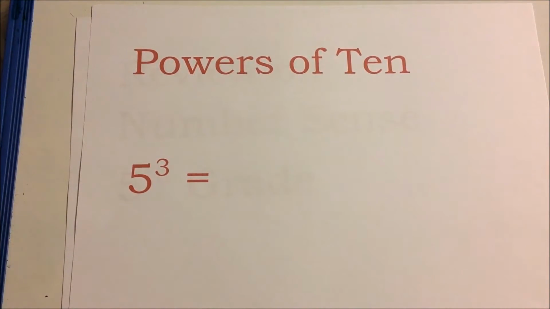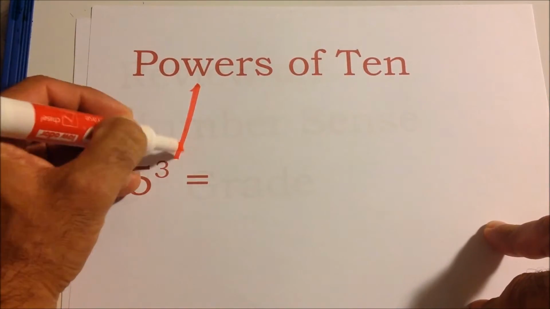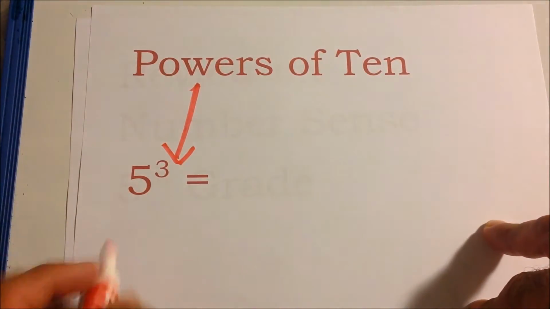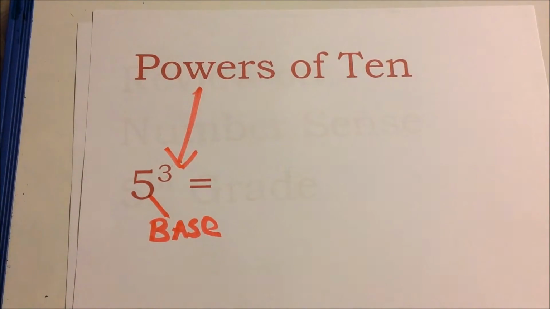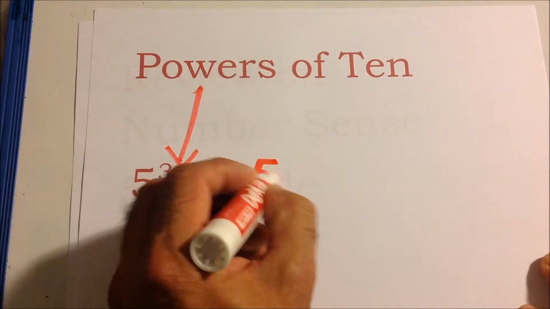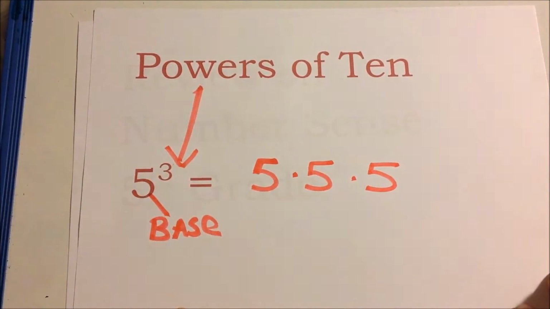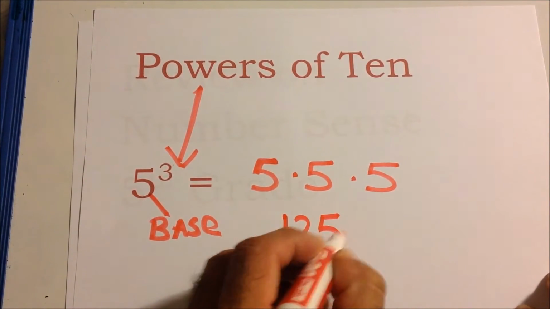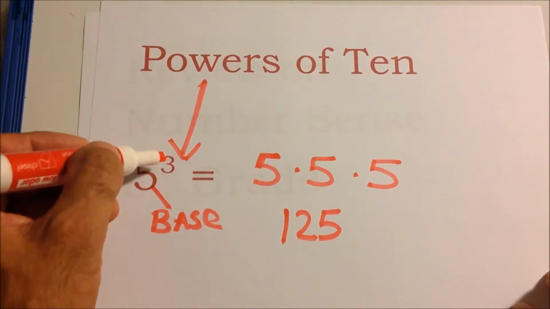Remember, another word for exponents is powers. The small number is the power, and the big number is the base. And this is not 5 times 3. Remember, it's not 5 times 3. It's 5 times itself 3 times: 5 times 5 times 5, which is 125. So remember, don't multiply the base times the exponent.